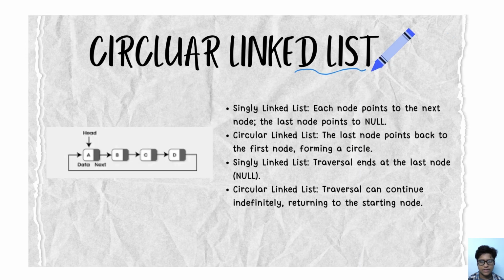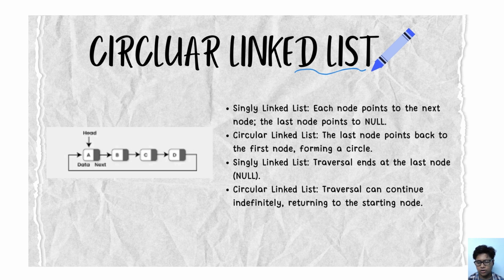Now, let's understand circular linked list. A circular linked list is a type of linked list where the last node points back to the first node, forming a circle. In other words, the last element is linked to the first element. There is no null or end pointer. This means you can traverse the list in a circular fashion, starting from a node and eventually returning to it.